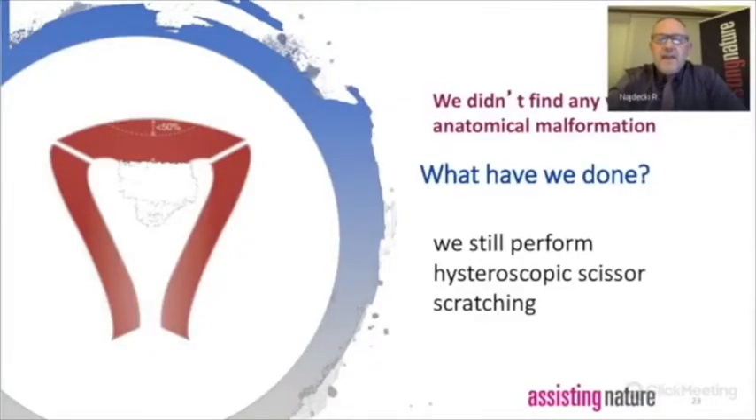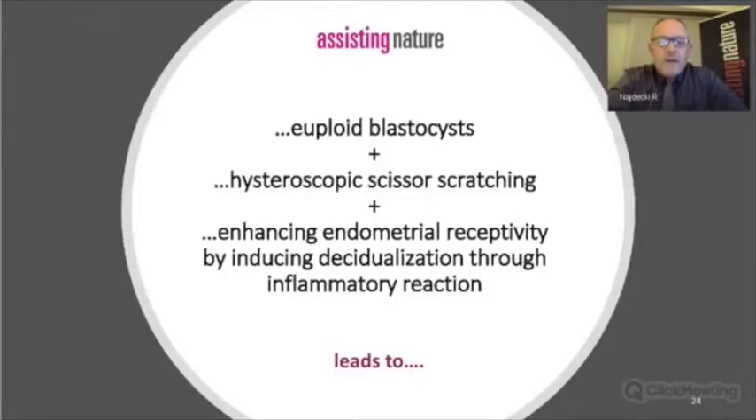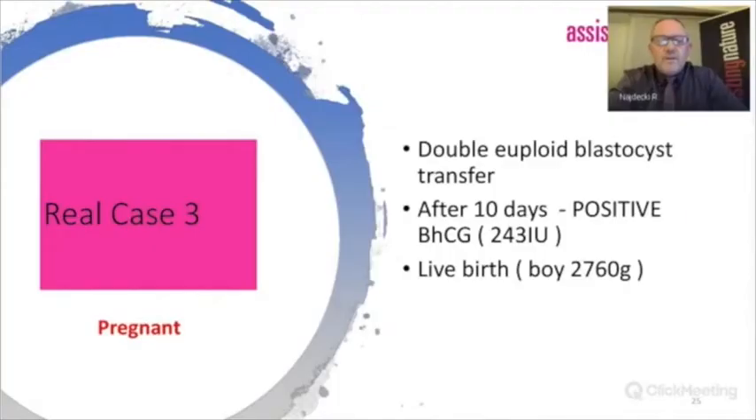We didn't find any visible anatomical malformations during the hysteroscopy. What have we done? We still performed hysteroscopic scissor scratching. Euploid blastocysts plus hysteroscopic scratching plus enhancing endometrial receptivity by inducing decidualization through an inflammatory reaction leads to a live birth, a boy of 2,760 grams. It was a double euploid blastocyst transfer.